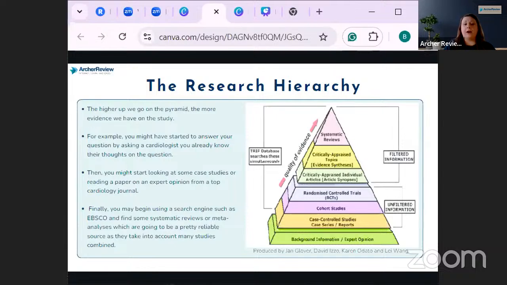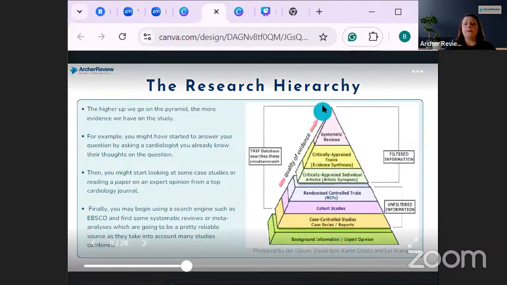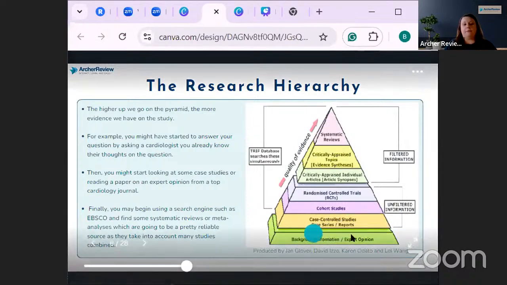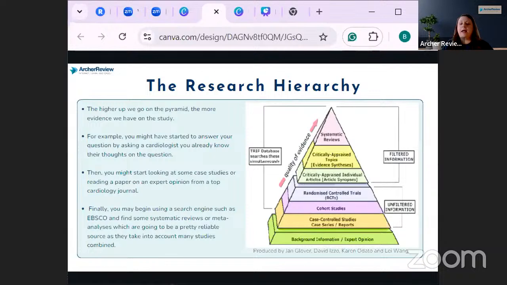And you can see the higher up that we go on the pyramid, right, the more evidence is on the study. Some of these you can't help, right? Expert opinion is going to be low, or background information, because you've got to start somewhere, right? And you have to start to answer your question, maybe back to the question we started at the beginning, which was about EKGs in diabetic women.